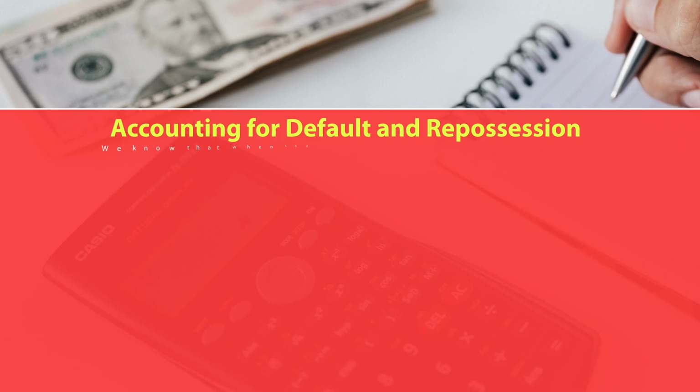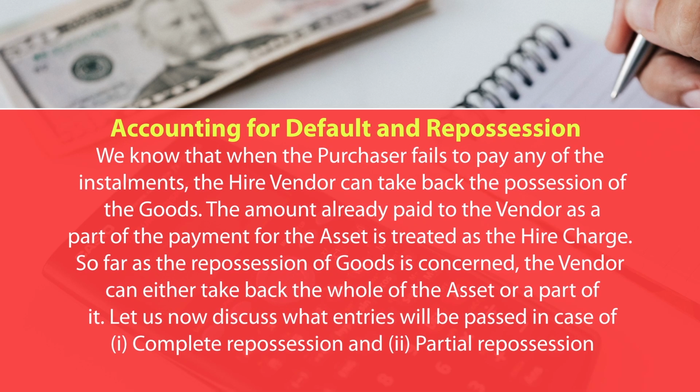We know that when the hire purchaser fails to pay any of the installments, the hire vendor can take back possession of the goods. The amount already paid to the vendor as part of the payment for the asset is treated as hire charges. So, whatever amount the hire purchaser has already paid so far would be treated as hire charges for the product used by the hire purchaser.